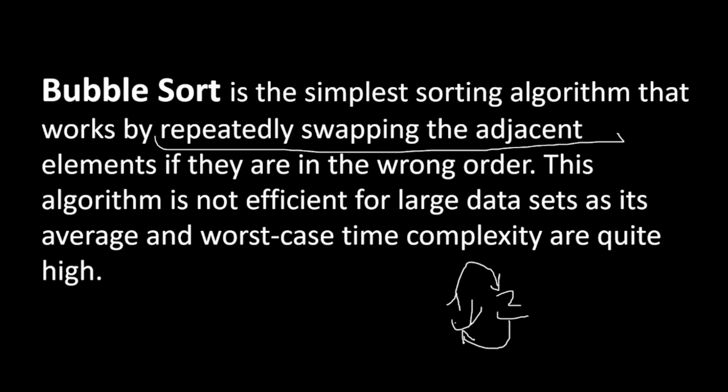So it's not efficient. It works very well for small data sets. If you have 100 elements, it is more efficient. If we compare the time complexity with 1,000 or 10,000 elements, for small data sets it is more efficient. And as its average and worst case time complexity are quite high, it is generally not recommended to apply this bubble sort algorithm to very large data sets.